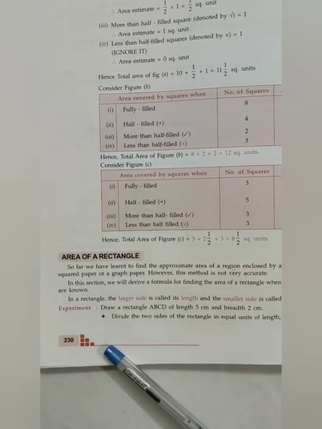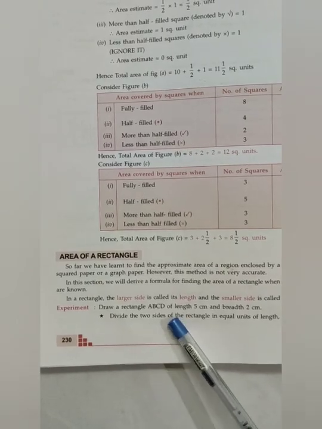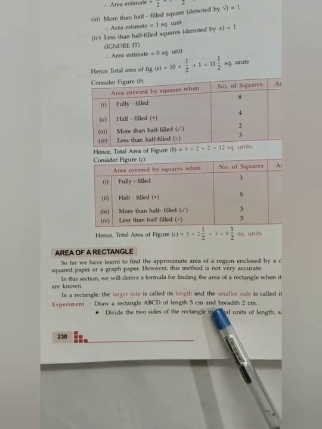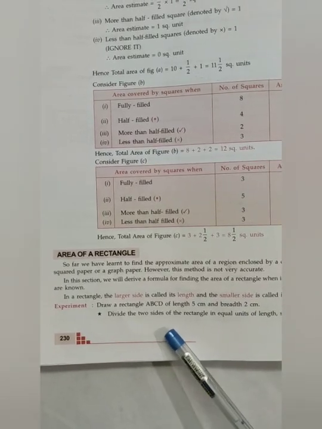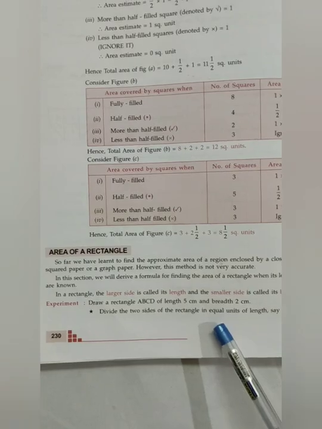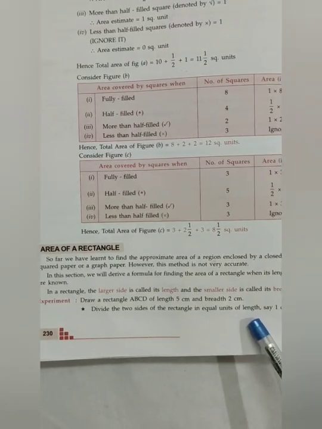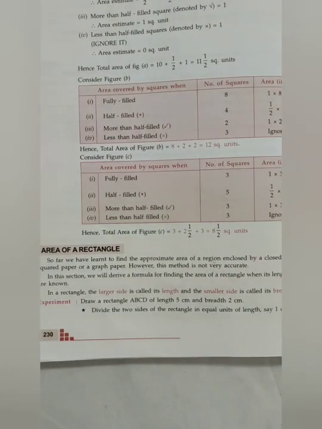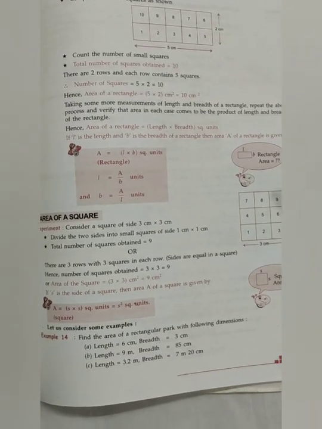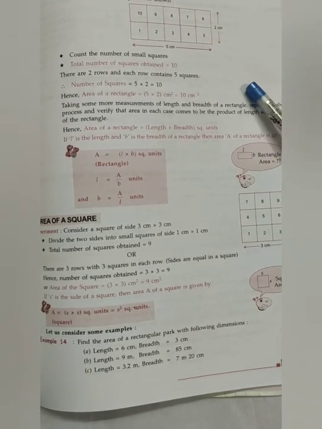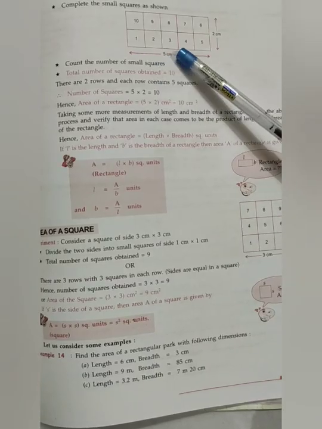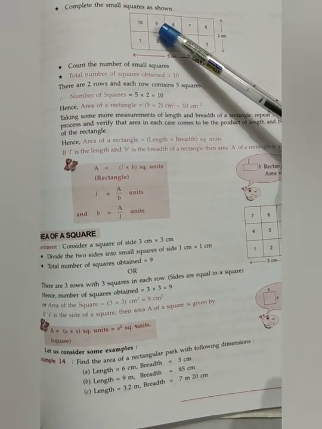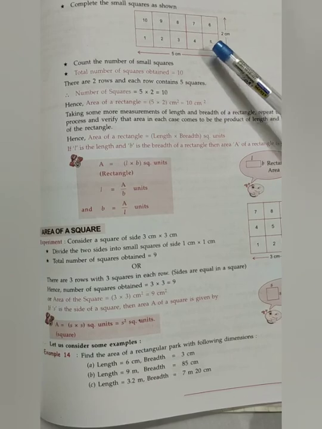Let's see one experiment. Draw a rectangle ABCD of length 5 cm and breadth 2 cm. Divide the two sides of the rectangle in equal units of length, say 1 cm. Then complete the small squares as shown. Okay. Count the number of small squares. How many are there? 1, 2, 3, 4, 5, 6, 7, 8, 9, 10. 10 squares are there.